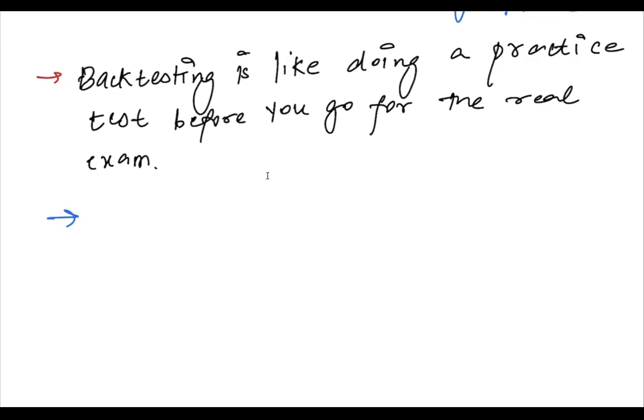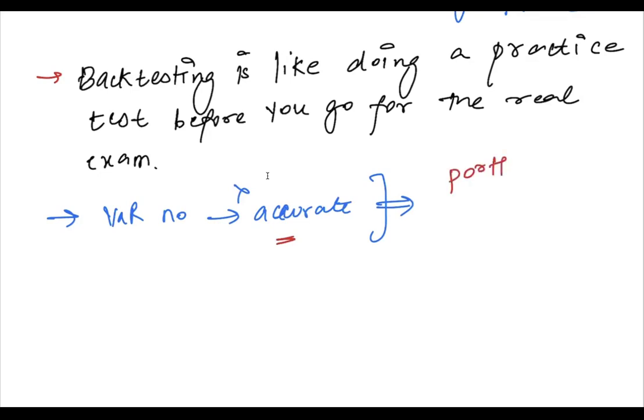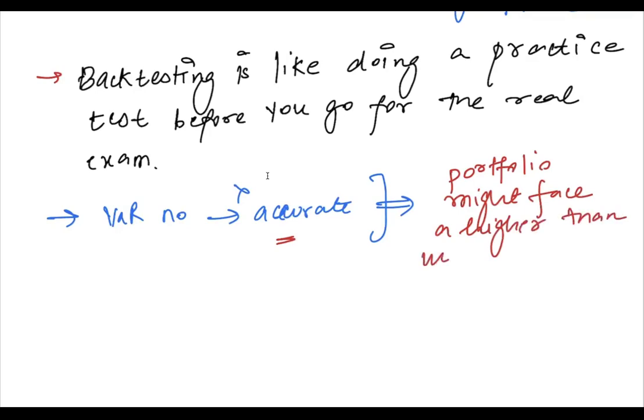Why do we want that? If our value at risk number is not accurate, what are the consequences? Definitely, your portfolio might face a higher loss than what was expected. And no one would want that, right? So that's why we want our value at risk number to be accurate. And how do we make sure it's accurate? By backtesting.